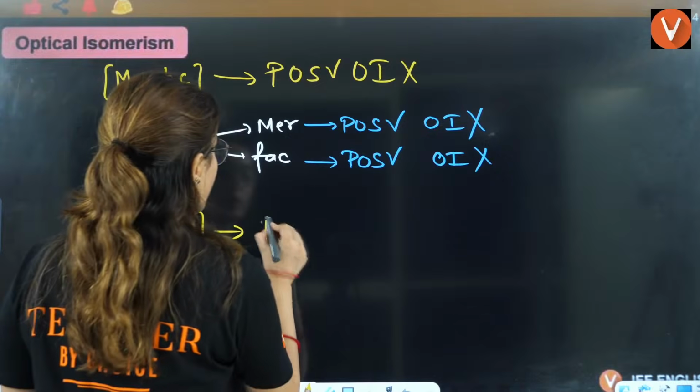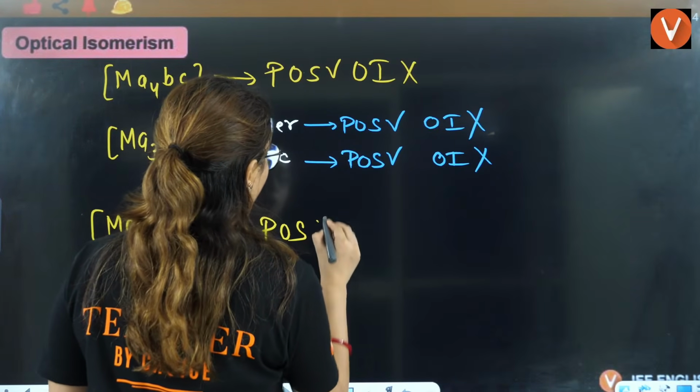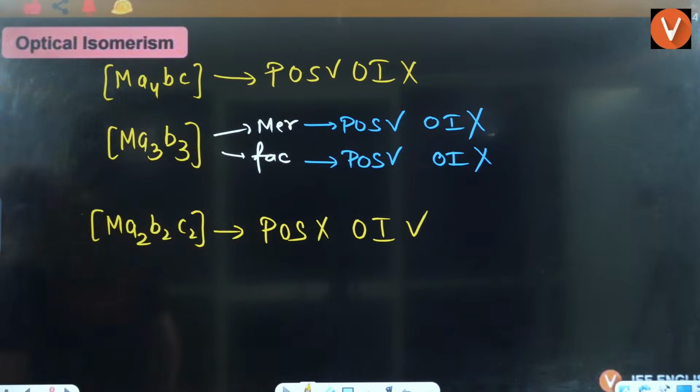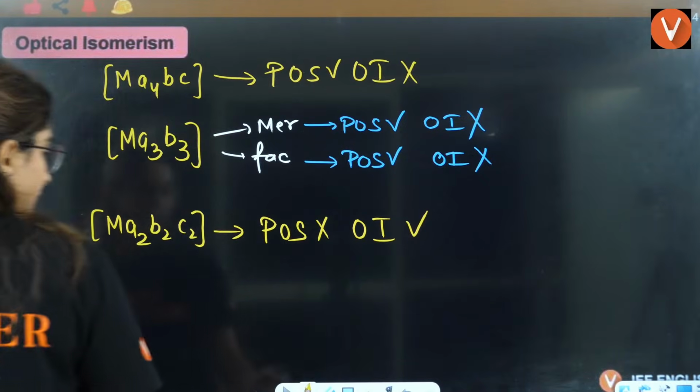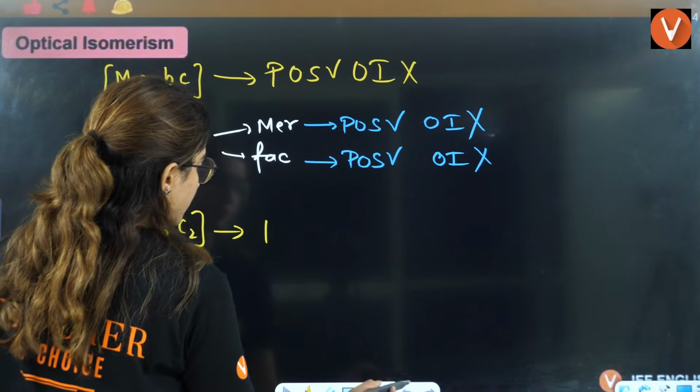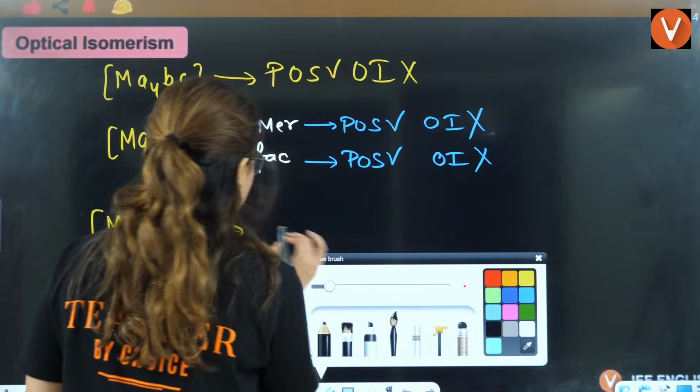So here POS is not present, so optical isomerism exists. Can I say for A2B2C2 optical isomerism exists? And I would advise you to mark it in red because optical isomerism is existing here.